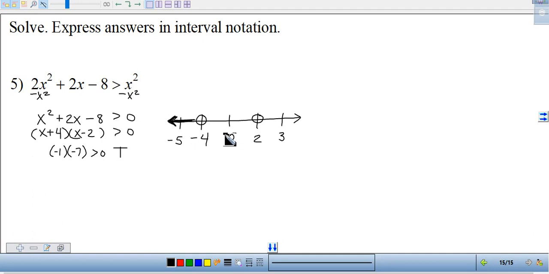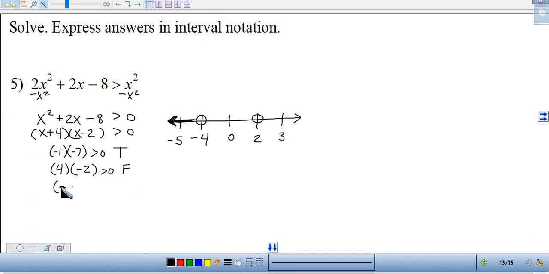Now I've got to test out the middle. If I do 0 plus 4, I get 4. 0 minus 2 is -2. When I multiply those, I get -8. Is -8 bigger than 0? No, that's false.